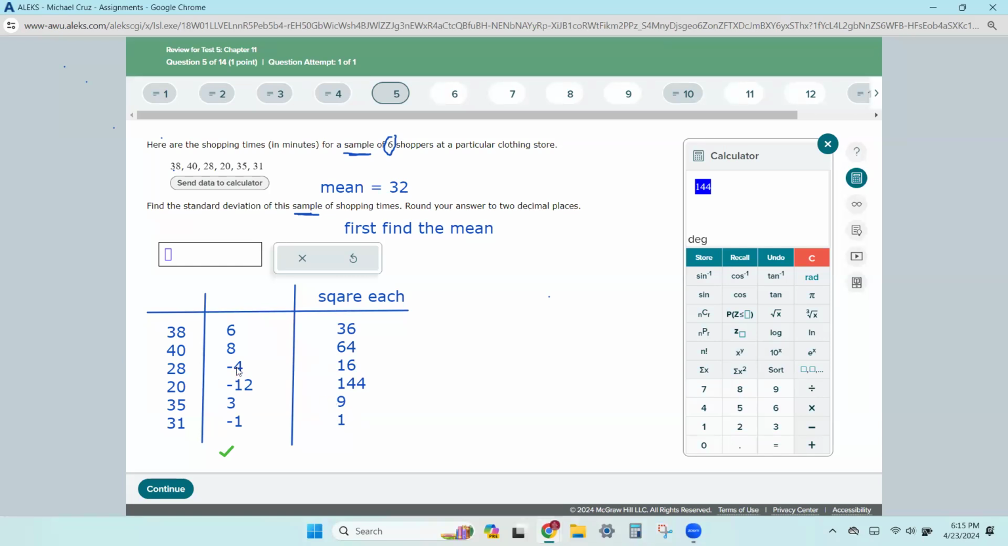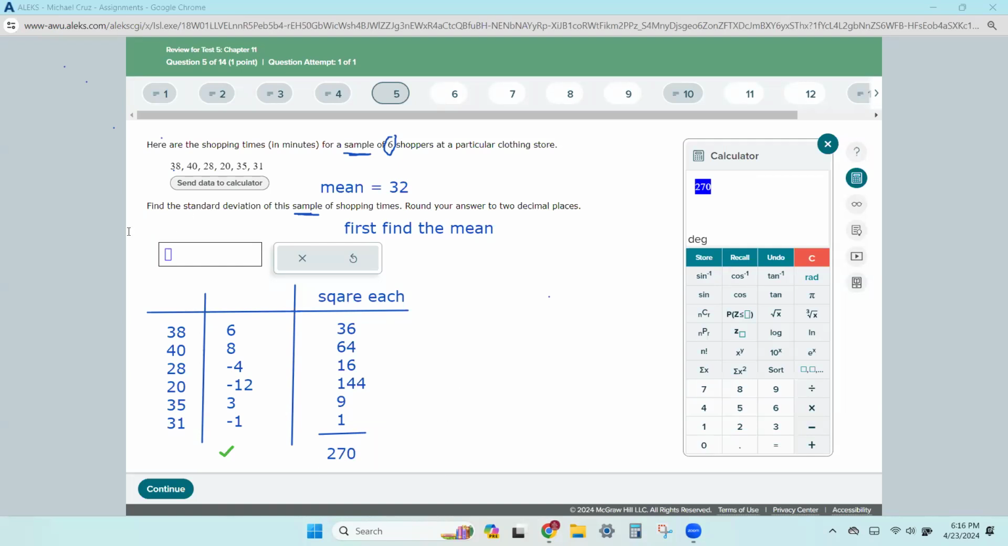3 times 3 is 9. Negative 4 times negative 4 is 16. 8 times 8 is 64. 6 times 6 is 36. All right, now we're going to add those up. 36 plus 64 plus 16 plus 144 plus 9 plus 1. Let me double check, make sure I got everything in there. So 270, that's what goes down here. That's our sum. We're almost done.